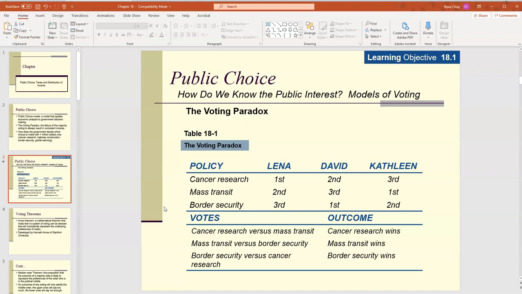Well, in a very basic way, notice the way Lena is going to think. If Lena notices that I only put a third of my money on cancer research, she's basically going to remember that I did not put enough money on cancer research, and that I put too much emphasis on border security. David, on the other hand, is going to remember that I did not put enough money on border security, and I put too much money on mass transit. And then Caitlin is going to remember that I did not put enough emphasis on mass transit, and I put too much emphasis on cancer research, which she didn't care for. So basically what I just did is I made everybody unhappy.